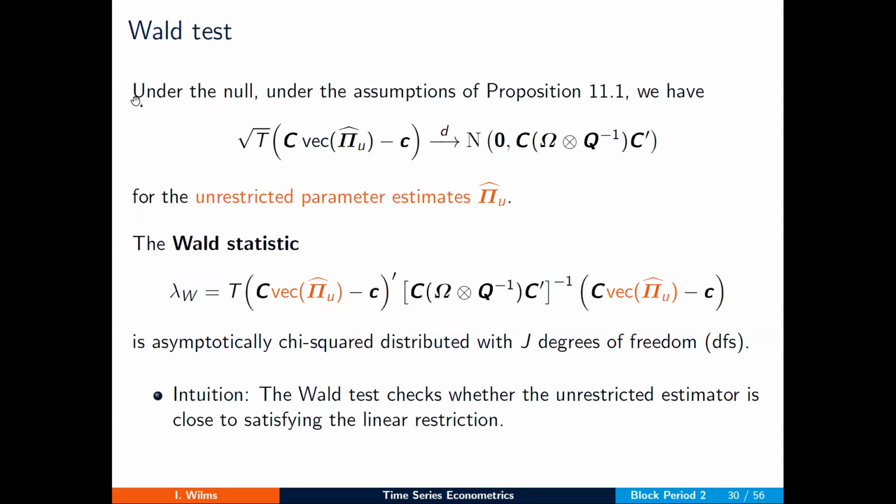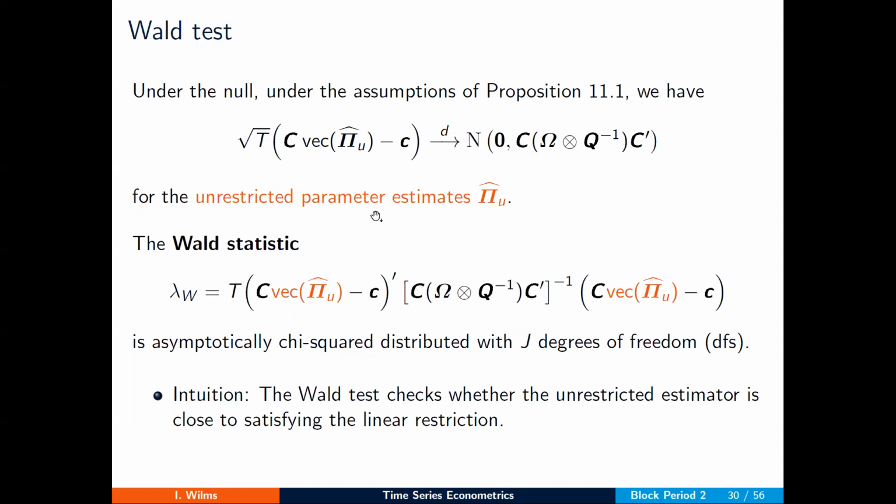Let us start with the Wald test. Now, under our null hypothesis and the assumptions of our proposition, where we established asymptotic normality of our unrestricted parameter estimator, we can derive the asymptotic normality of this guy over here. Now, what is this guy? It is nothing more than a linear transformation of our unrestricted parameter estimator.